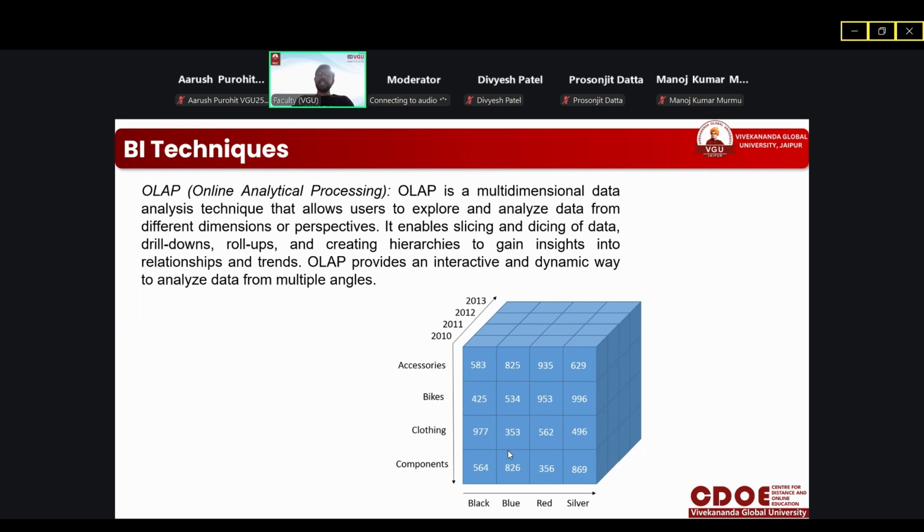That means we are connecting these things to others. Like if that connects to that, that means our problem is getting resolved. So how can we make these kinds of relationship trends? OLAP provides an interactive and dynamic way to analyze data from multiple angles.